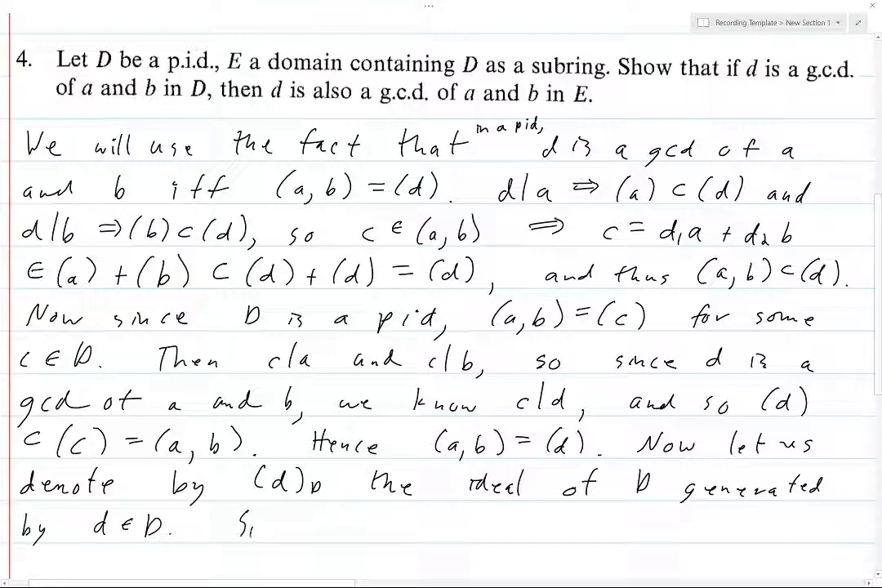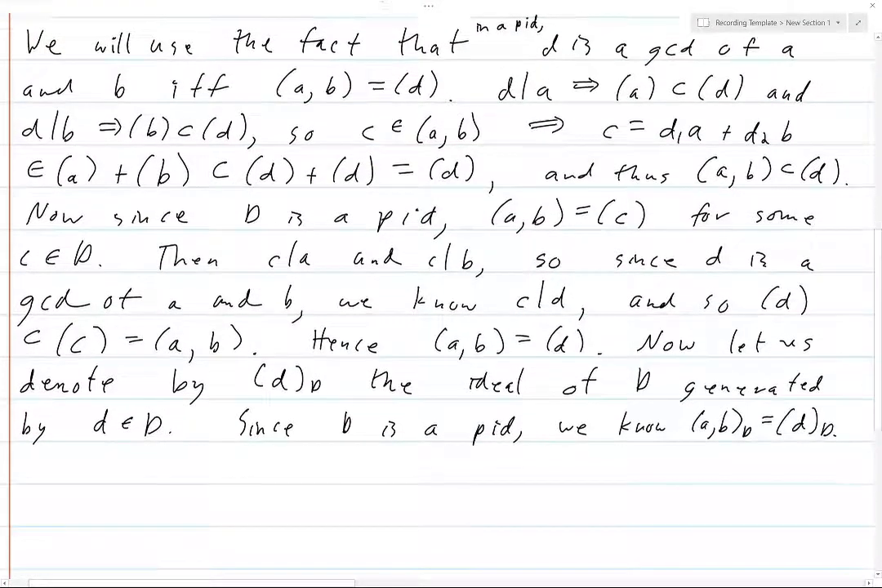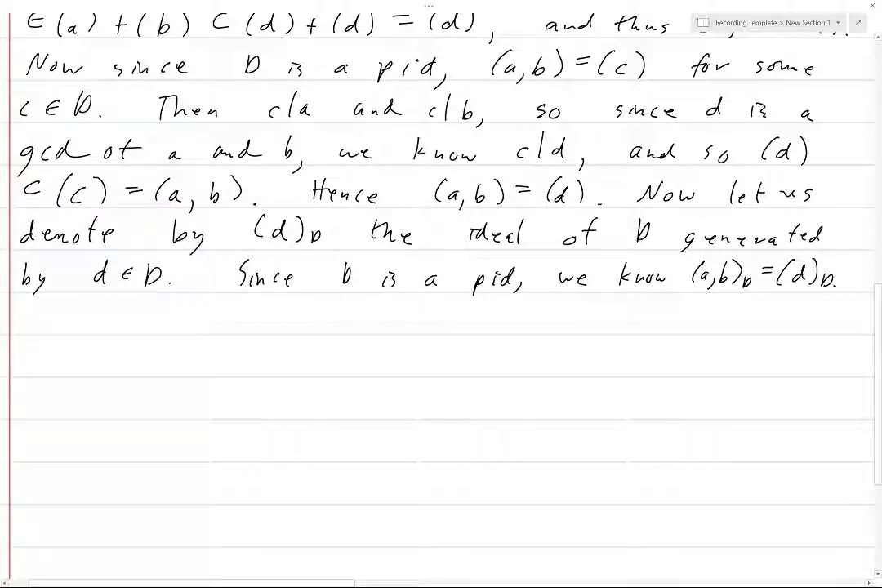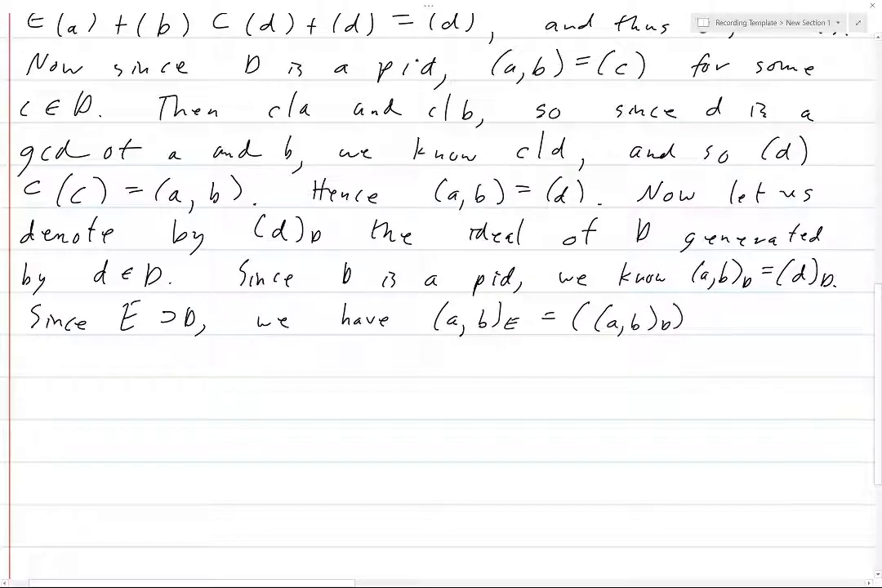Okay, so since D is a PID, we know from what we just proved previously that the ideal generated by A and B in D is equal to the ideal generated by D in D. Since E contains D, we have that the ideal generated by A and B in E is equal to the ideal generated by A and B and D in E. And you can just convince yourself of that.